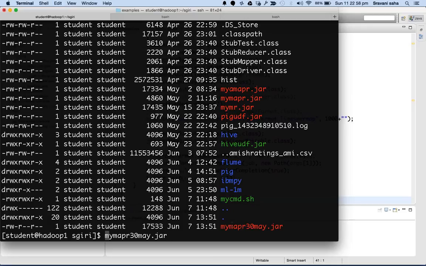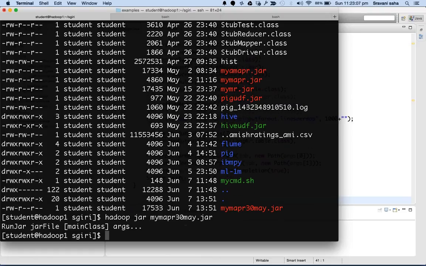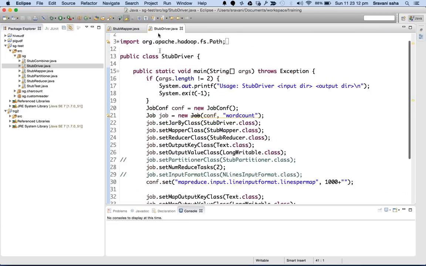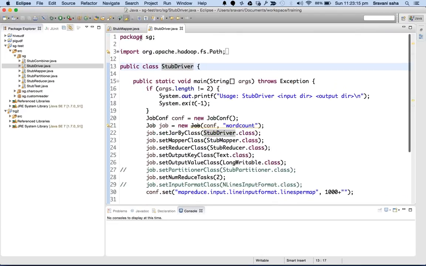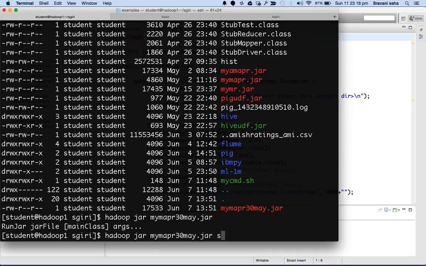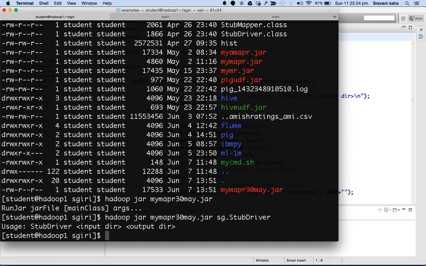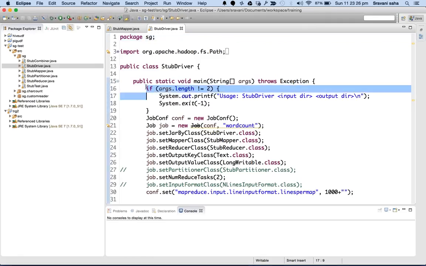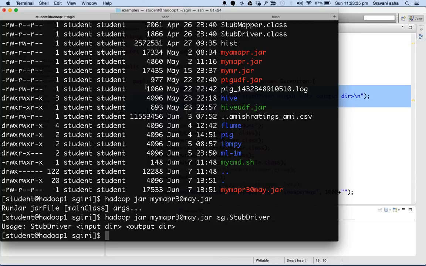So we have this, and we can say hadoop jar, and we run our program. It says please provide the main class name. And what is our main class name? Our main class name is step driver, and step driver exists in a package called sg. So we can say sg.stepdriver. Now it has given us this error, which says that if our arguments are not provided, give this error. So this is coming from our program.